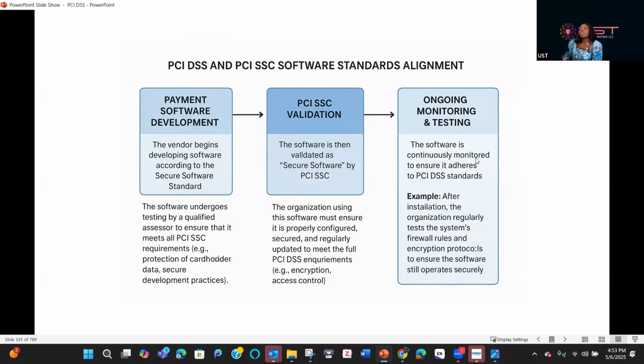The software is continuously monitored to ensure it adheres to PCI DSS standards. For example, after installation, the organization regularly tests the system, firewall rules, and encryption protocols to ensure that the software still operates securely. So do you see? It's not just about, remember, we're talking about all the different software that is being built. If it has to collect credit card or debit card information, then you have to make sure it actually adheres to the PCI DSS as well as the PCI SSC, that's the secure software standards.